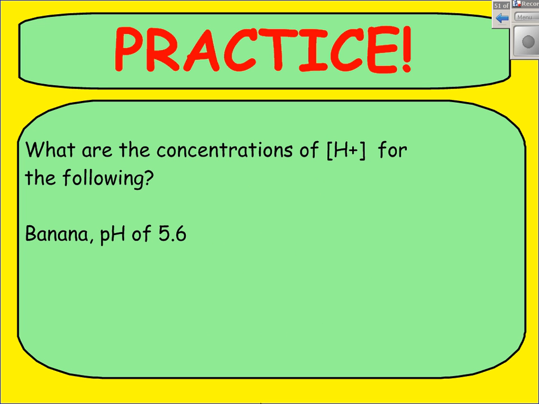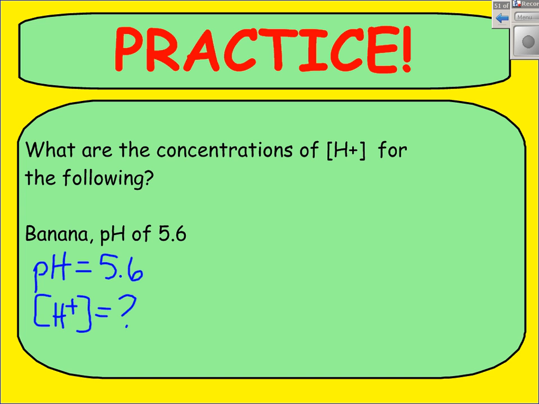Now let's look at a situation where we're having to find the concentration given a pH value. Notice the practice problem we're looking at now. It says, what are the concentrations of hydrogen for the following situation? We have a banana that has a pH of 5.6. Analyzing the problem, I have pH equals 5.6, and I'm asked to solve for the hydrogen concentration.